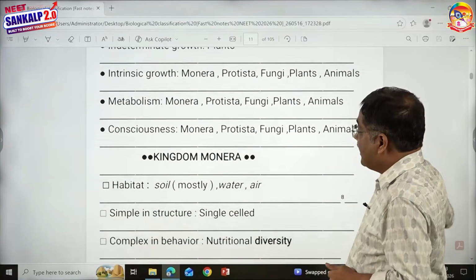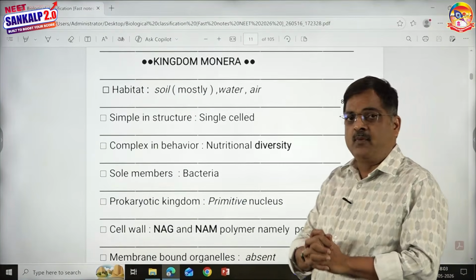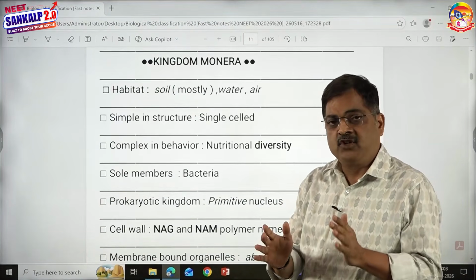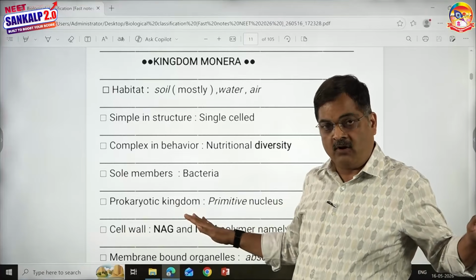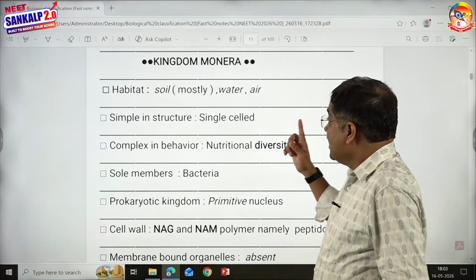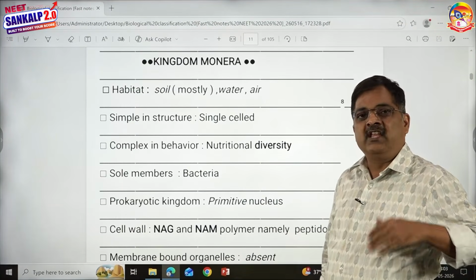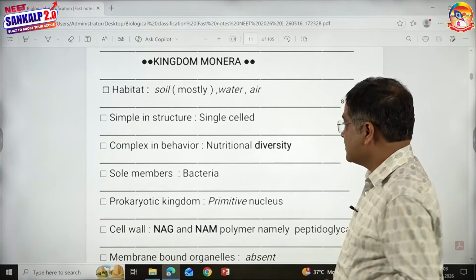All right, now Kingdom Monera. We'll start with Kingdom Monera, children. We'll take 10 minutes here and get rid of this Kingdom Monera once and for all. All right, it's a very easy unit. Try to follow what I'm saying. Habitat: it is seen in soil, water and air. You can even call it ubiquitous or omnipresent.